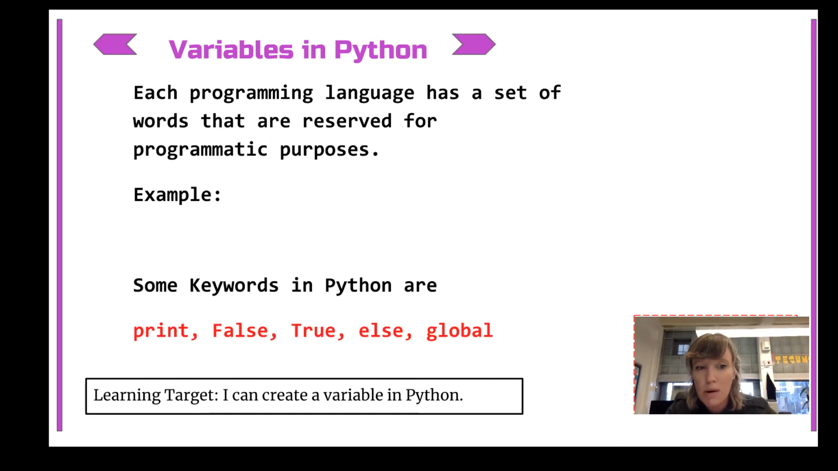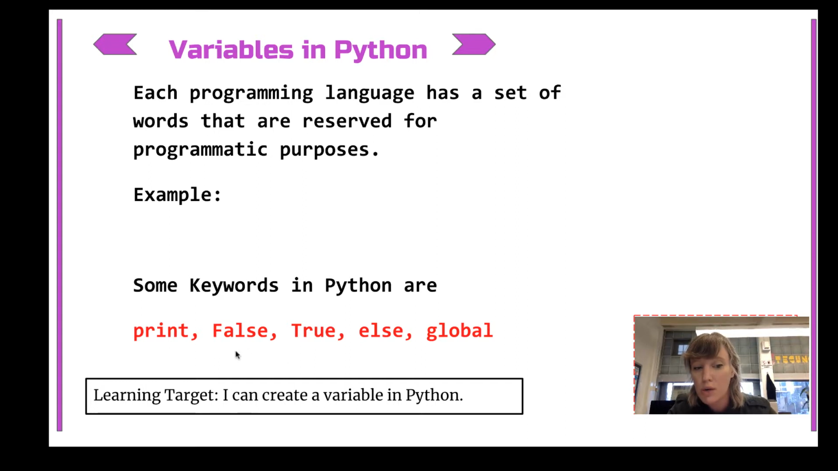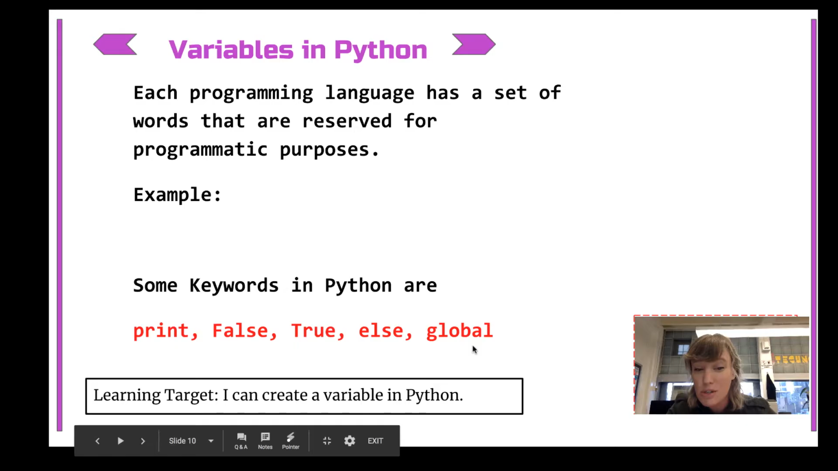Every programming language has a set of words that are sort of off limits for you to use casually in the program. So for Python, an example of these keywords is print. Print is a command. You can't use it to name a variable. False and True, but note that's only if it's capital F and capital T. Those are truth values that you can store in a variable, but you can't use them as the name of a variable. Else and global. These are some of the keywords.